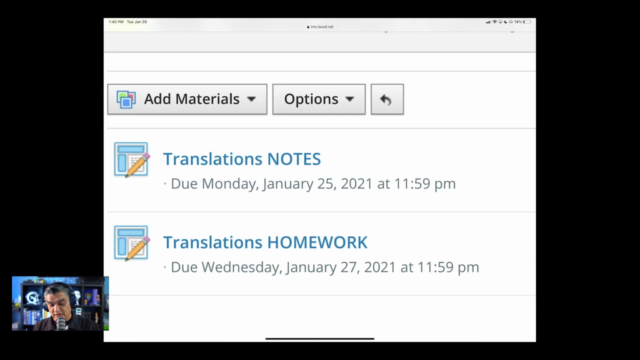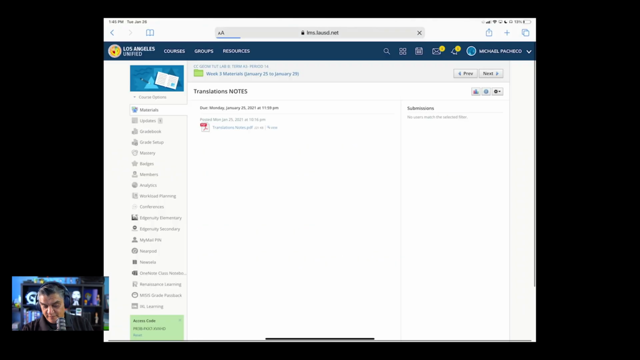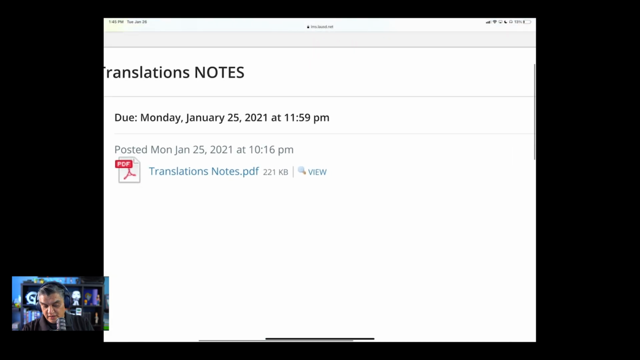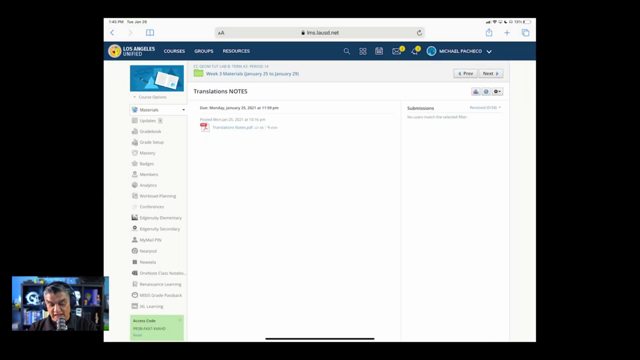The homework will not be there. Now the homework, you click on the homework. Now I also, because some of you like Kami, now you can't see it here. When you click translations notes, you'll see the PDF. And if you're on Google Chrome, you will see Kami right here, open with Kami. You don't see it here because I have Safari, but you will see open with Kami. So now you can write on your notes with Kami and save it in your Google Drive.